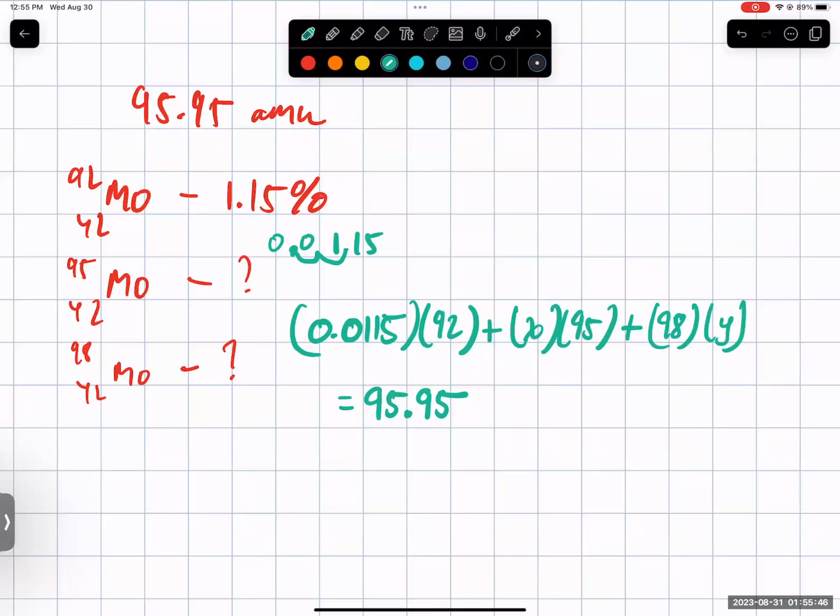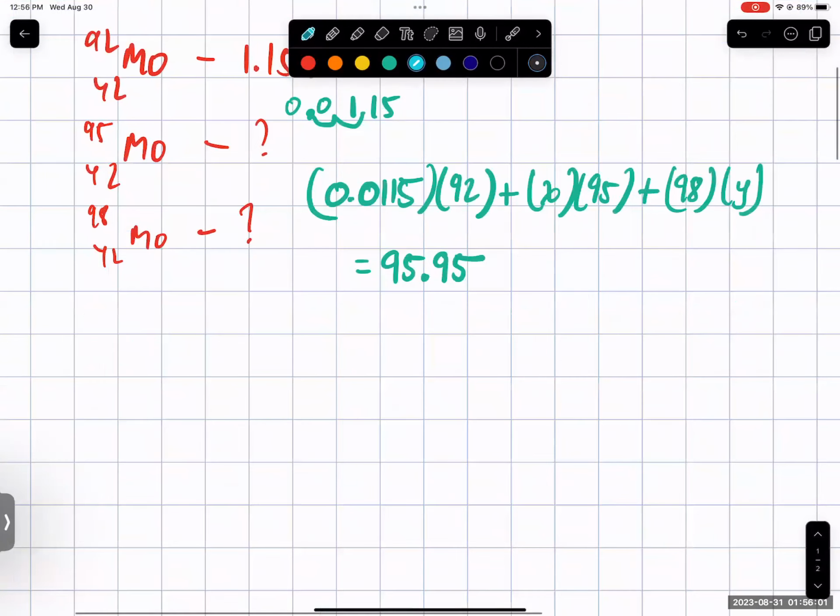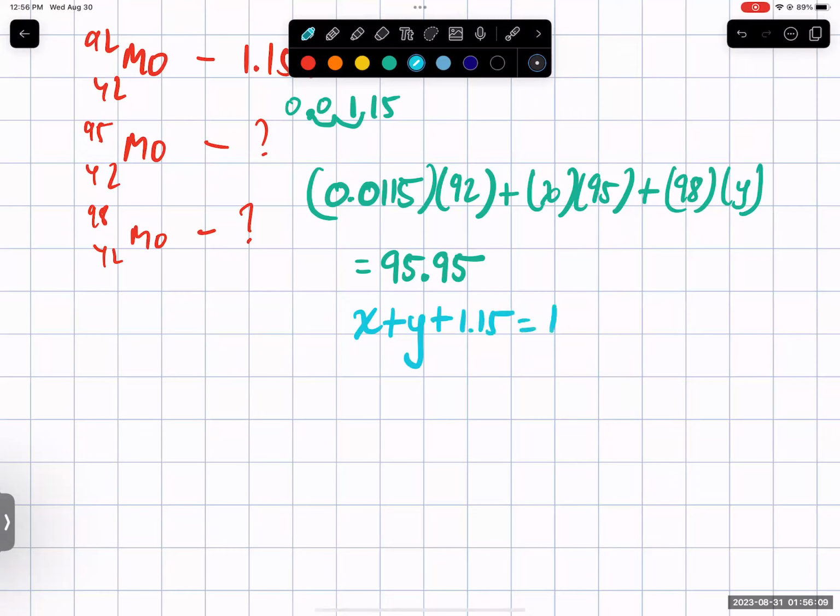All right. What do we know about all of our percentages? What do they have to add up to? 100, right? 100%, because it's impossible to have more than what you were given, I guess. So we know that X, as that's a percentage, plus Y, another percentage, plus 1.15 equals 100. Or you could change this into the decimal form if you want.